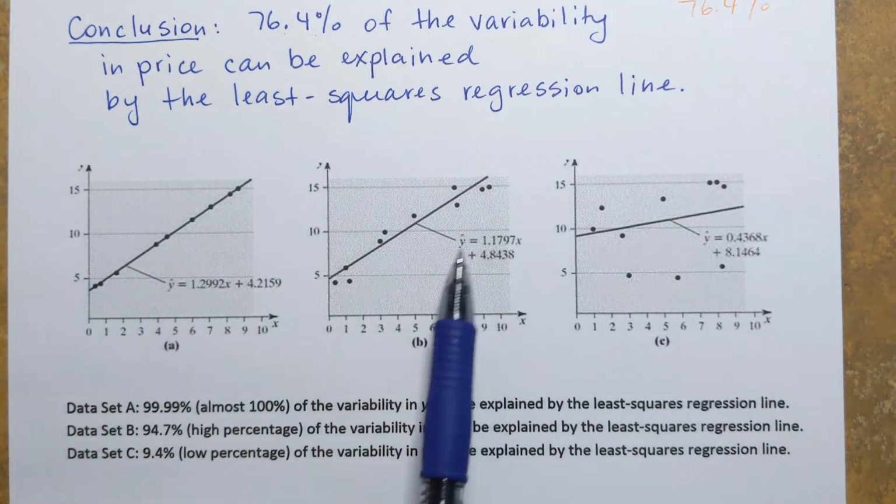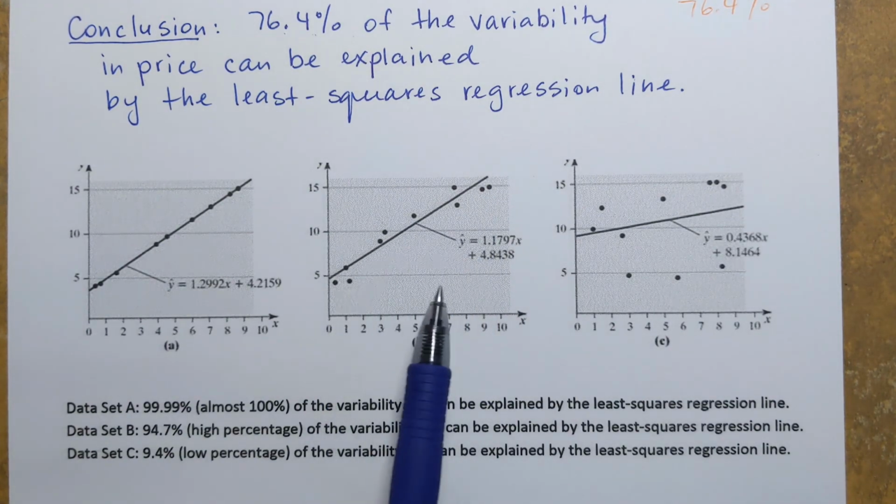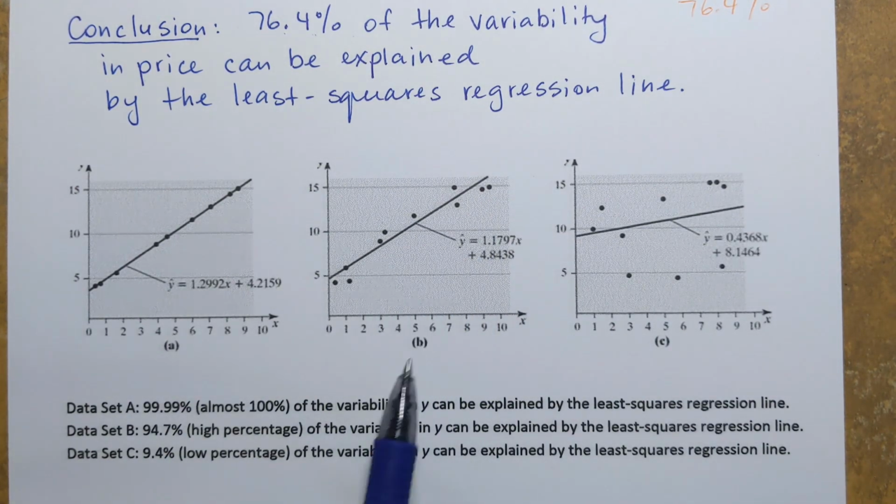Next picture shows a strong linear model. Points come very close to that line, and for data set B, 94.7%, so that's a high percentage of the variability in Y can be explained by the least squares regression line.